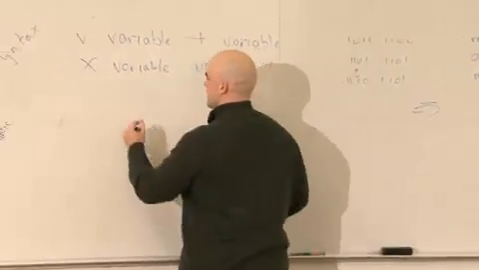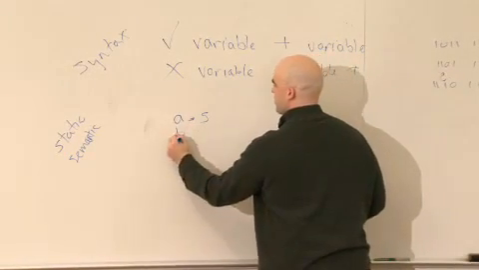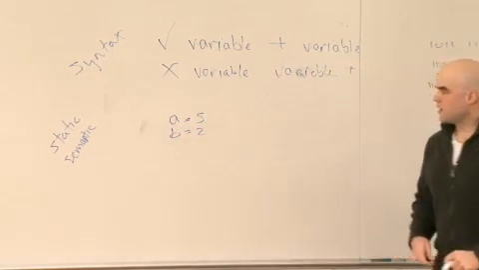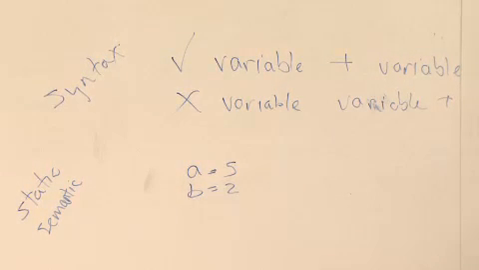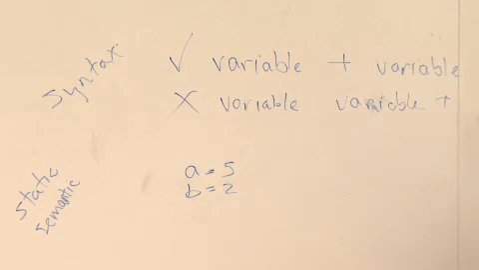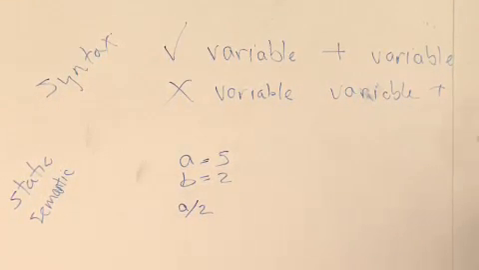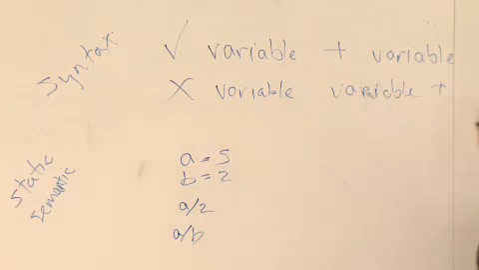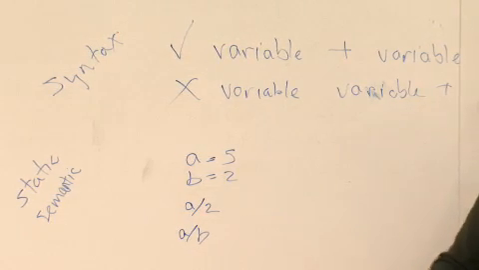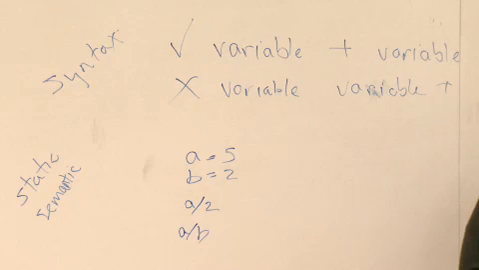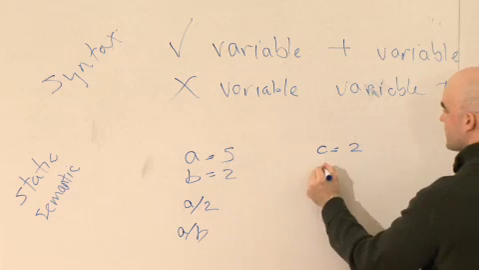So let's say that I have variable A is equal to 5 and B is equal to 2. A statement that's syntactically correct and is also meaningful with respect to static semantics could be something like A divided by 2, right? Or A divided by B. They're valid statements syntactically, and we know that 5 divided by 2 or A divided by B, they're both numbers, they mean something.